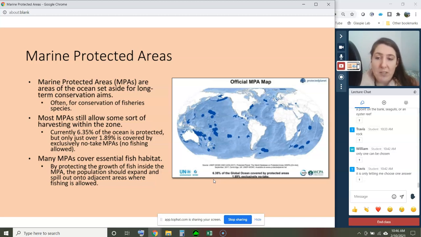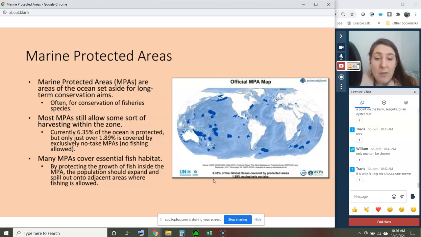About 6.35% of the ocean is protected by MPAs, but just under 2% are covered exclusively by no-take MPAs where no fishing is allowed. So really there's not very much of the ocean where no fishing is allowed. And there's honestly not much of the ocean that's protected by MPAs, right? So just over 6%, that's not very much.